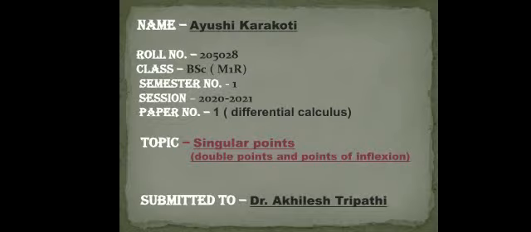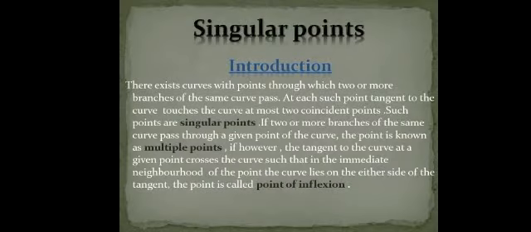My topic is singular points, double points, and points of inflection. Firstly, we'll introduce it. There exist curves with points through which two or more branches of the same curve pass. At each such point, the tangent to the curve touches the curve at most two coincident points. Such points are singular points.